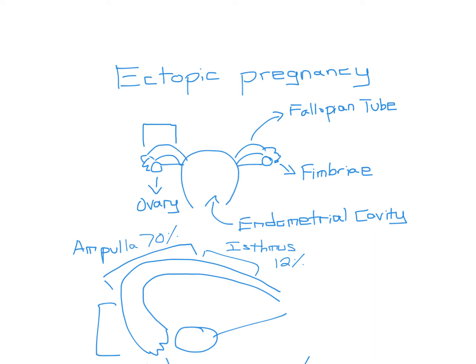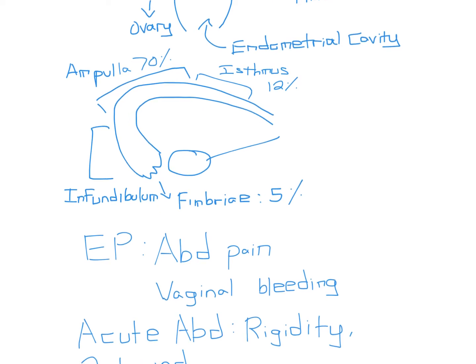So this is just a crude sketch of the uterus, ovary, and the fallopian tube. So this will be the fallopian tube. This will be the fimbriae, which is at the end of the fallopian tube. This is the ovary. And then this is the endometrial cavity. So a normal pregnancy is inserted onto the endometrial cavity inside here, but an ectopic pregnancy is if the embryo implants anywhere outside of this region. So let's look at the different places it can implant.